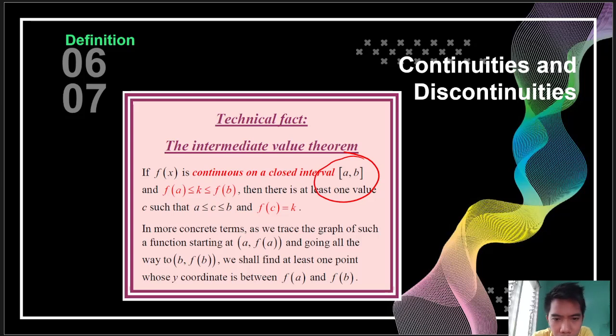So in more concrete terms, as we trace the graph of such functions starting at a, f of a, and going all the way to b, f of b, we shall find at least one point whose coordinate is between f of a and f of b.